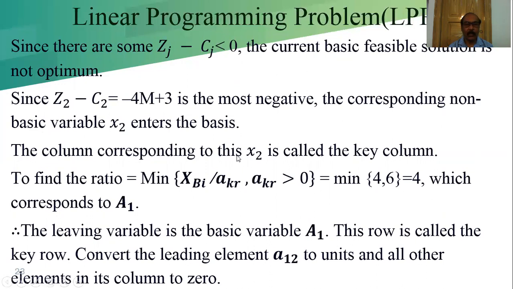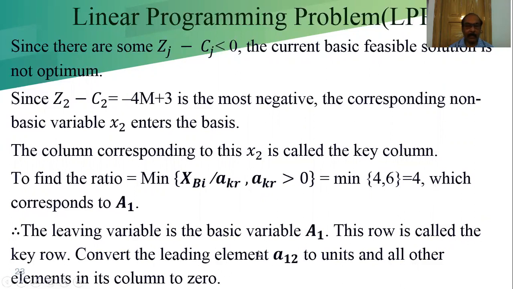The column corresponding to this X2 is called the key column. The ratio is already found, and the elements corresponding to the key column go vertically down. Minimum of 4, 6 is equal to 4, which corresponds to the artificial variable A1 as the basic variable. That means A1 is the leaving variable, and the corresponding row is called the key row.